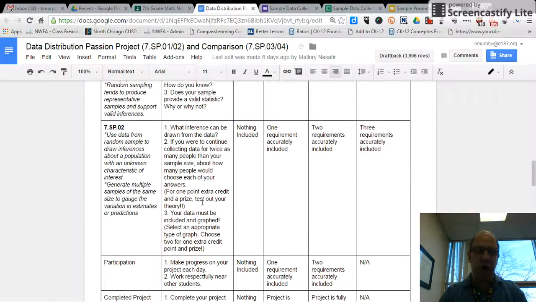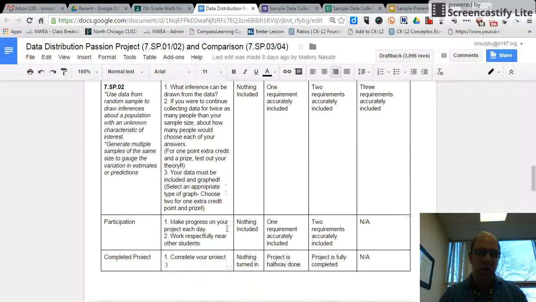What inference can be drawn from your data? If you were to continue collecting data for twice as many people, how many people would choose each of your answers? So you're going to have to answer some questions. Your data must be included and graphed. Select the appropriate type of graph, etc.